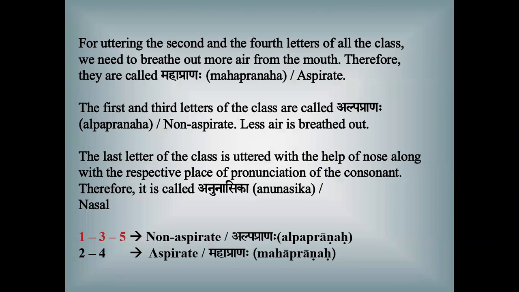In the next slide you can see what alpaprana and mahaprana are. For uttering the second and fourth letters of all the classes, we need to breathe out more air from the mouth. Therefore, they are called mahaprana, aspirate. Whereas the first and third letters of all the classes are called alpaprana, non-aspirate, because less air is breathed out. And for pronouncing the last letter of all the classes, the nose also is involved. Therefore, it is called anunasika. So simple, you can remember: 1, 3, 5 alpaprana, 2, 4 mahaprana.